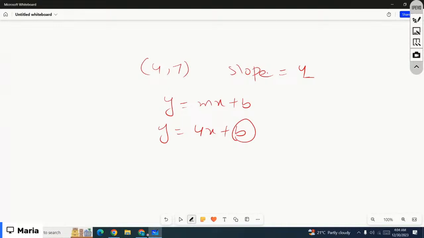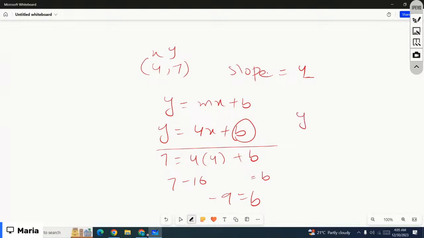You can use this point, x and y, in this equation and calculate the value of b. Replace the x with 4 and y with 7. 7 equals 4 times 4 plus b, so b equals 7 minus 16. 4 times 4 is 16, and 7 minus 16 is negative 9. B equals negative 9, so the equation is y equals 4x minus 9. So the correct option is y equals 4x minus 9. Got it?